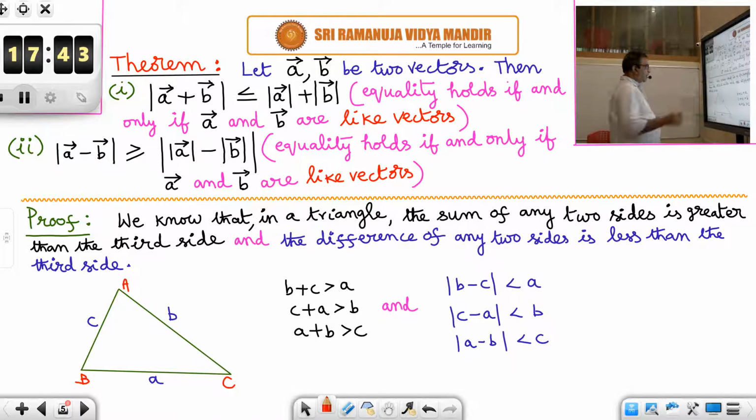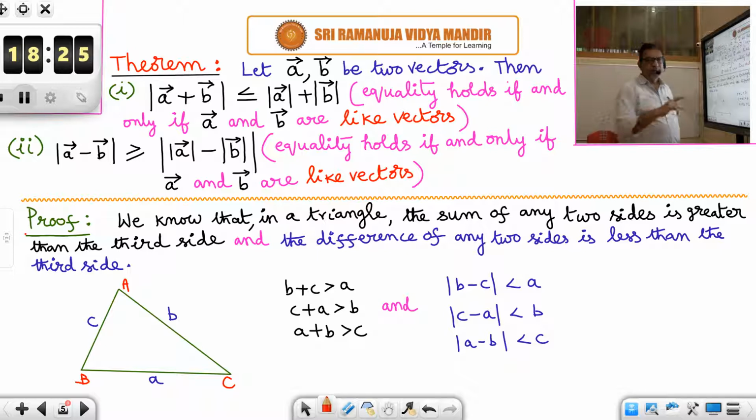Okay. Now, this can be easily proved, this you can easily understand from this one. Proof I am giving here. Please read it. We know that in a triangle, the sum of any two sides is greater than the third side, and the difference of any two sides is less than the third side. This already I have proved in the chapter straight lines.